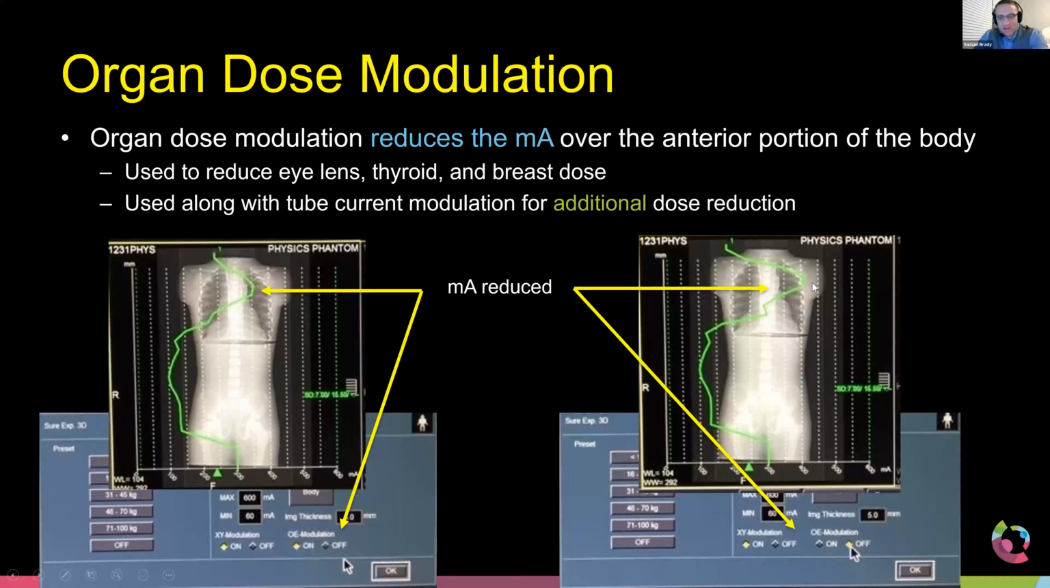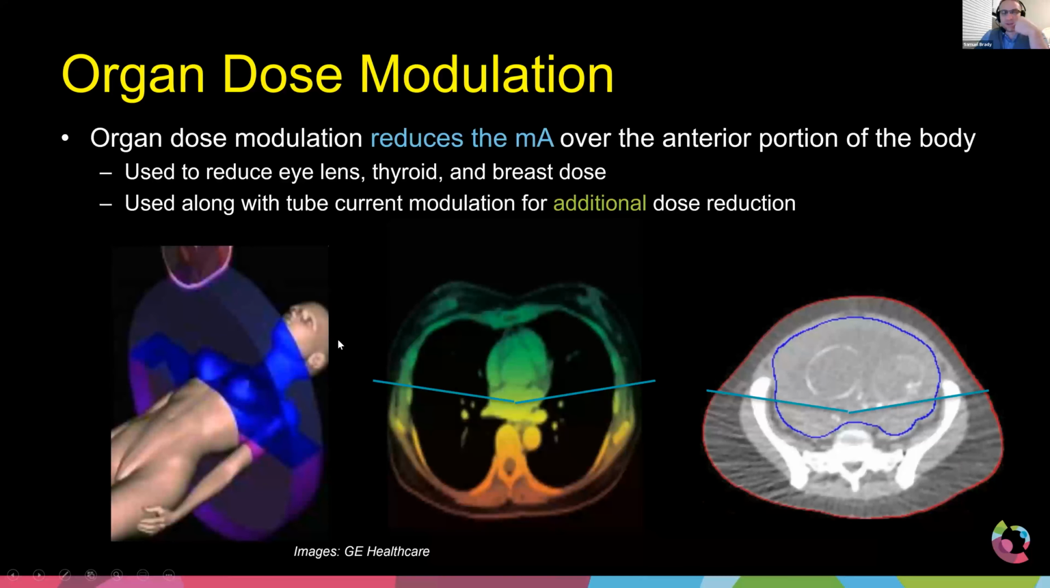And you can see that this is much higher. Therefore, the MA is much more extreme or more strong through this region than it is here. And that's because what you don't see is I turned this organ dose modulation on. So it's doing its best to reduce the overall MA in this region because of what would presumably be breast tissue. And the same could be true for obviously thyroid and the eyes, which we talked about for the head last week. So what does that look like?